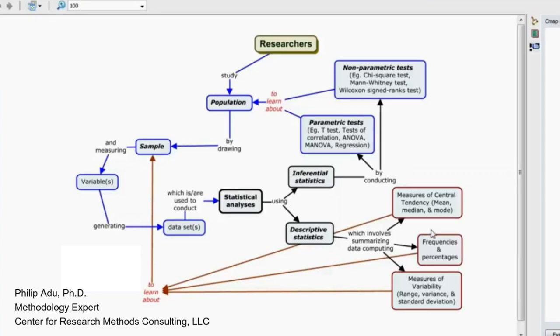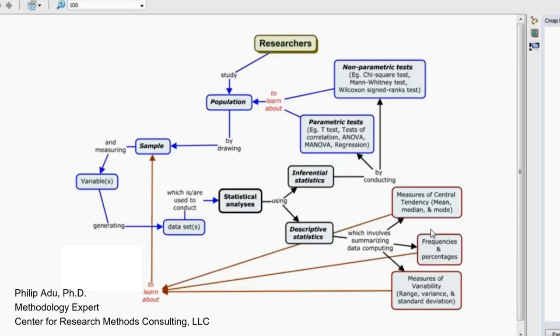What your audience wants from you is a summary of your data, to reduce your data to a manageable piece and present that information. So what they want is how many males, how many females, what is your acculturation level. So you are just describing the data to them. That's why it's called descriptive statistics.